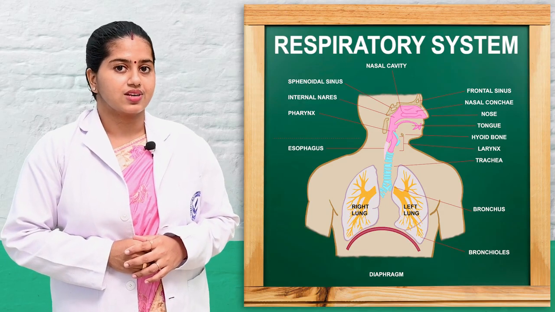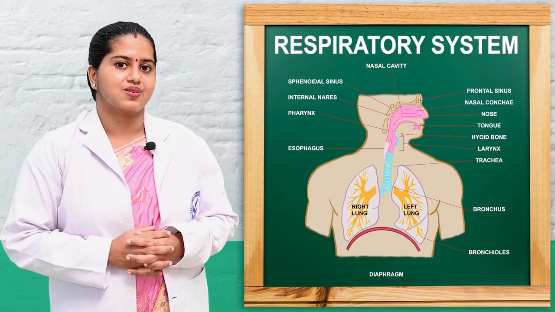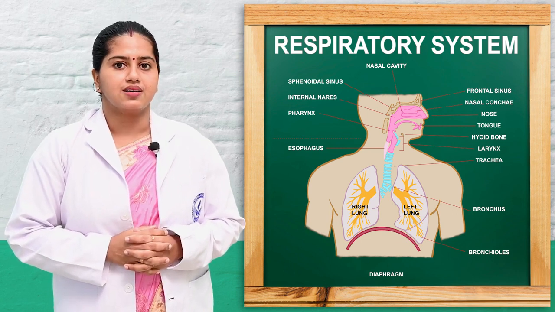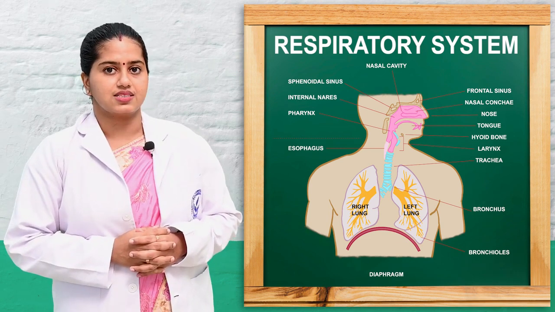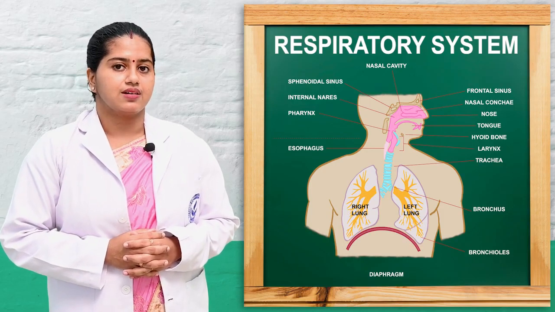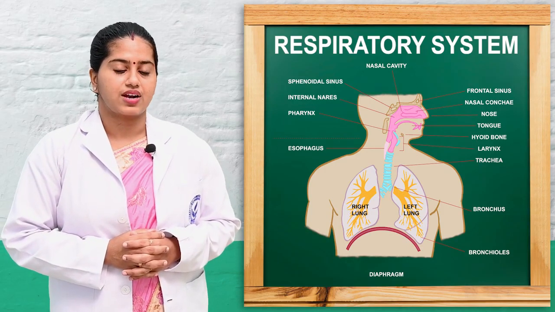For the oxygen, what is needed? The main tract is known as the respiratory tract. So, our topic today is the structure of the respiratory system, or anatomy of the respiratory system. Let us see the respiratory system and what its functions are.